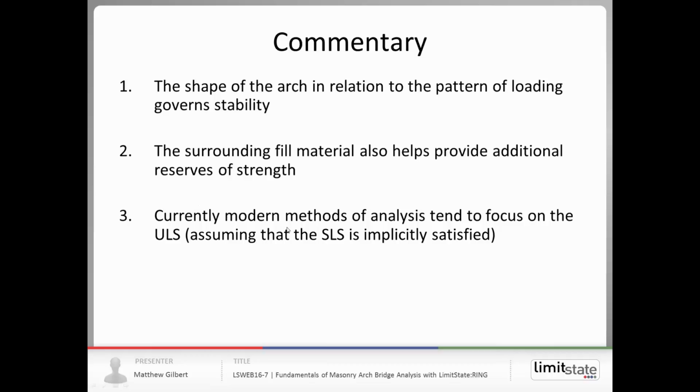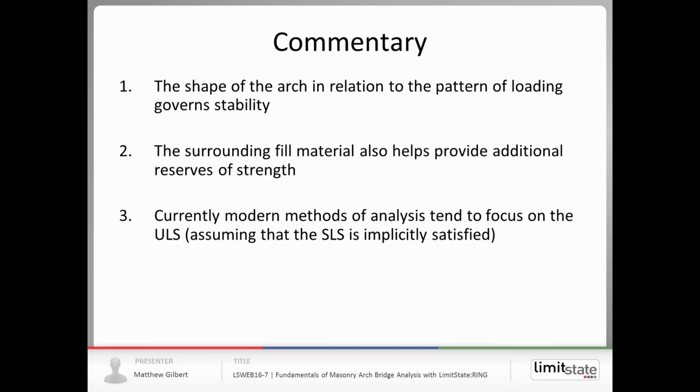Currently, most modern methods of analysis focus on the ultimate limit state, partly for the reasons that I've outlined. It's much simpler in general to do an analysis of the ultimate limit state than it is of the state of the structure prior to the ultimate limit state.